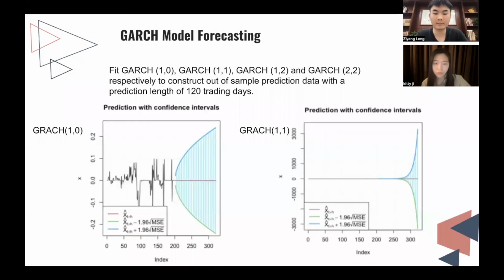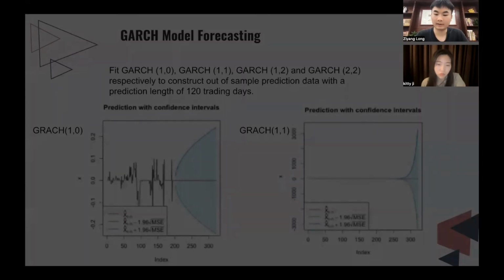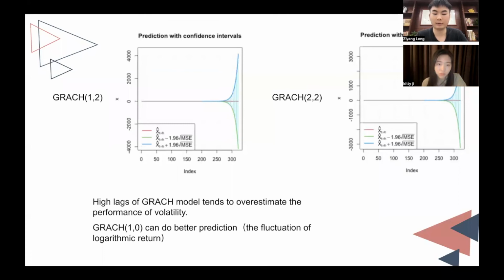Okay, next is the GARCH model for forecasting. I fit these 4 GARCH models respectively to construct out-of-sample prediction data with a prediction length of 120 trading days. The prediction results are represented by the following pictures. The first 2 pictures are the GARCH 10 and GARCH 11 models, and the next 2 pictures are the GARCH 12 and GARCH 22 models. After looking at the pictures, the results show that the 2 higher-order models tend to overestimate the volatility, and the GARCH 10 model can better predict the fluctuation of the logarithmic return.